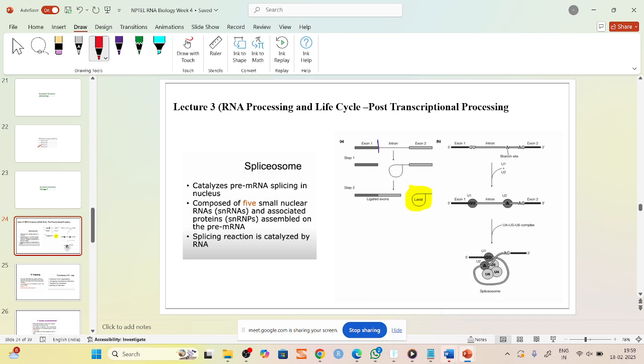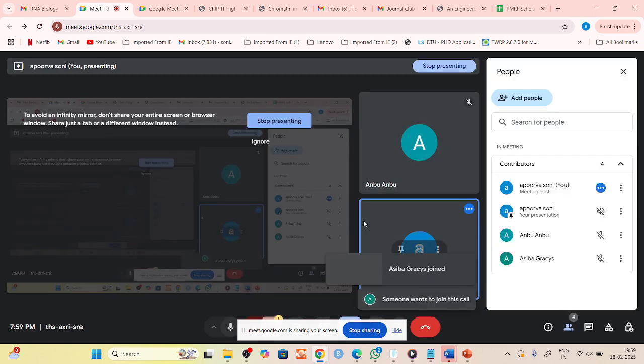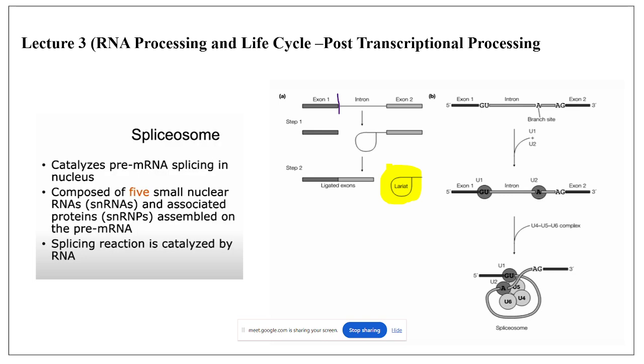So let us see very quickly. This is your exon 1 and this is your exon 2, and in between is your intron. When splicing happens, this intron folds on itself and forms this kind of structure, which is known as a lariat structure. So the intron is removed from the exons through this lariat structure. And when the intron is removed, the two exons are then joined together. So this is how splicing takes place. Now this is just an overview. Now let us see how this happens.